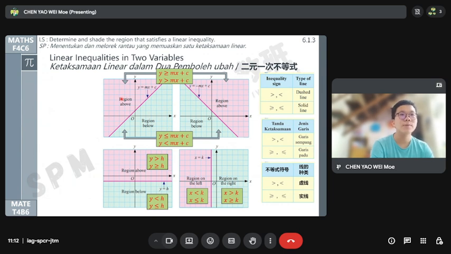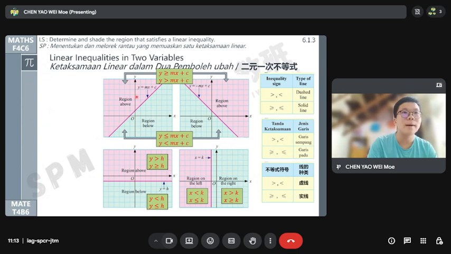If you want to represent y is larger or smaller than mx plus c, the line is a dashed line. But if you want to represent a solid line, meaning y is larger than or equal to mx plus c, then I need to sketch this solid line. That is the thing.